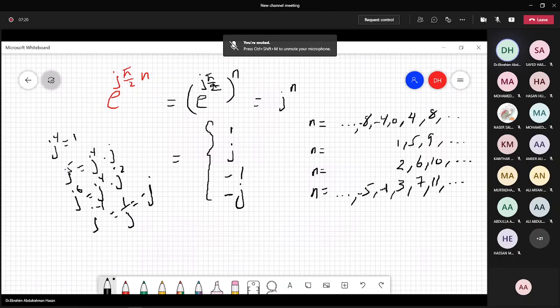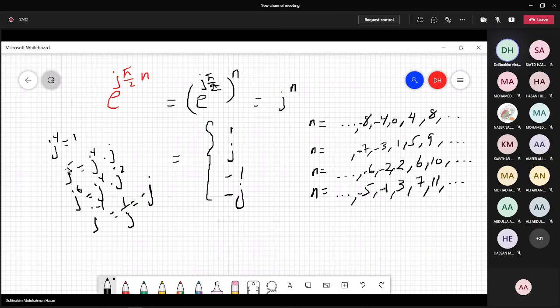Okay, the difference is always 4. So then here we have -2, -6, and so on. And this one is -3, -7, and so on. So then this is the complete answer.